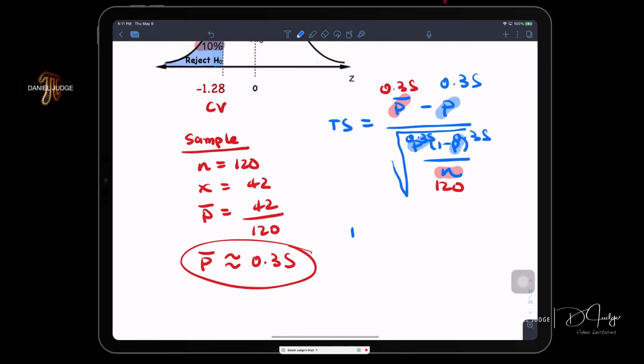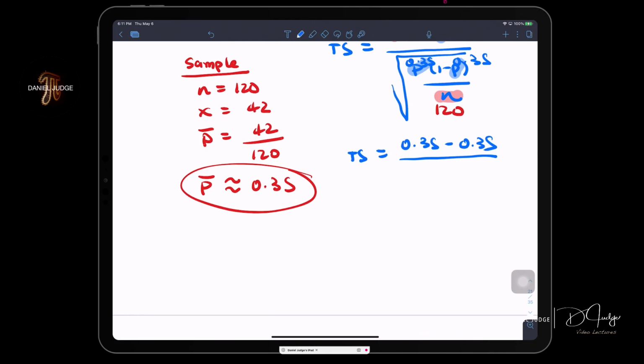And so if you notice, you say, Mr. Judge, that's 0.35 minus 0.35 over what? Square root of what? Let's be careful here. 35%. I can do the complement already. I know it's 65%. Complement of 35 is 65 divided by sample size of 120.